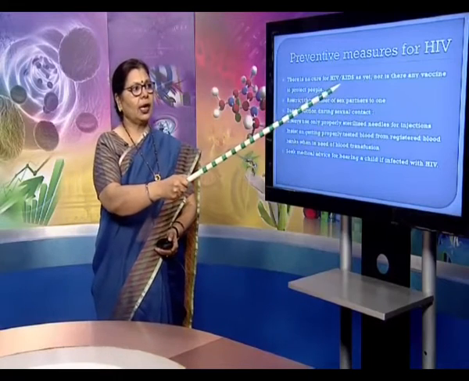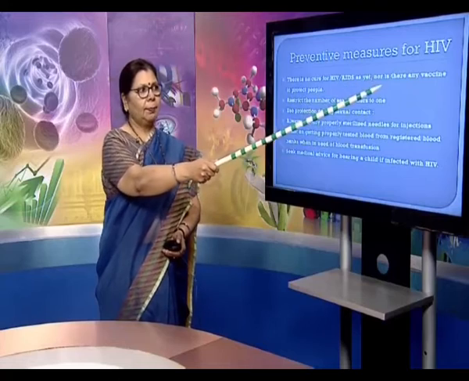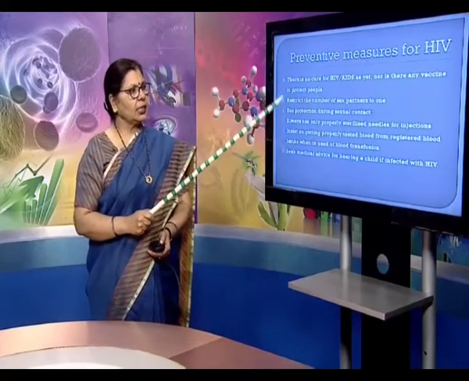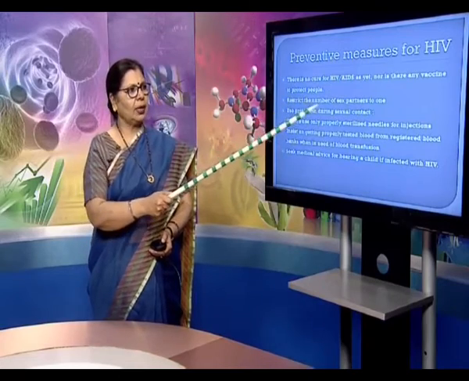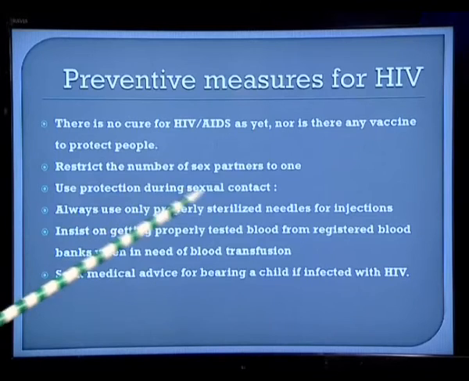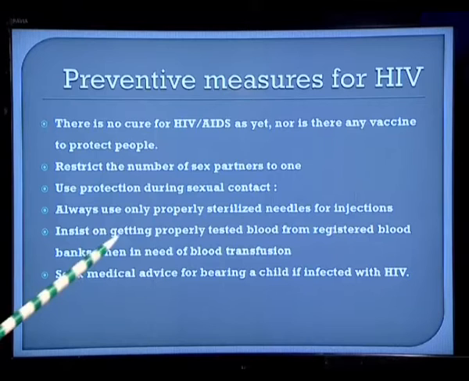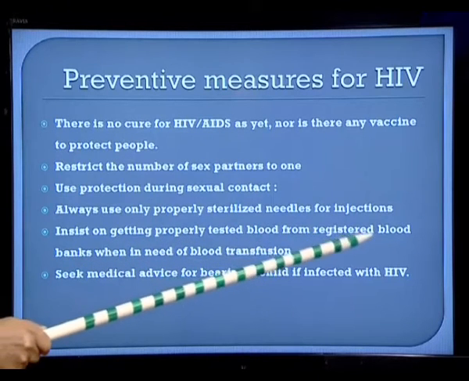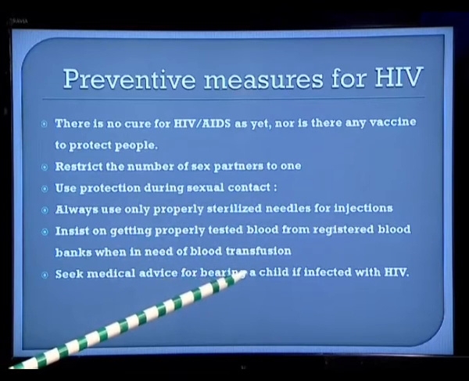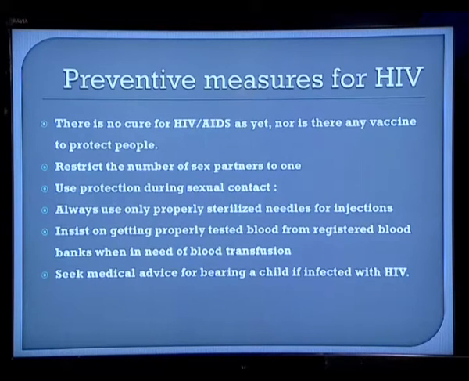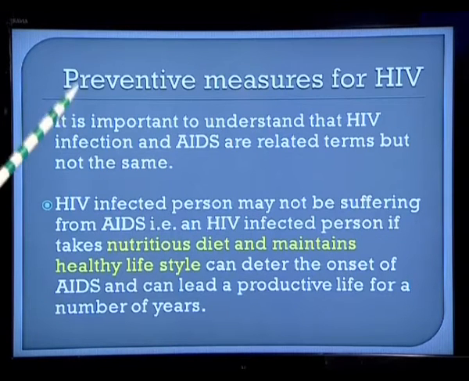There is no total cure for HIV or AIDS as yet, but there are certain protection or preventive measures you can use. Restrict the number of sex partners to one, use protection during contact, always use only properly sterilized needles for injection. Whenever you are getting an injection, please check for that. Insist on getting properly tested blood from registered blood banks when in need of a blood transfusion. Where you are getting the blood from is very important, that blood should not be infected with the HIV virus. And seek medical advice as soon as possible if the child is infected with HIV and from where it has come. Preventive measures.